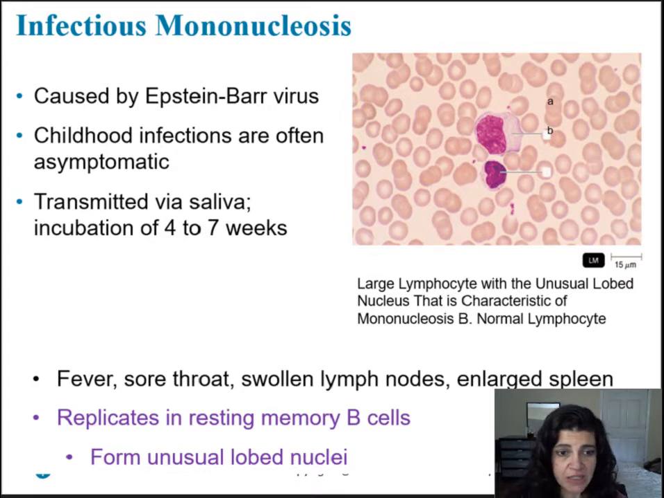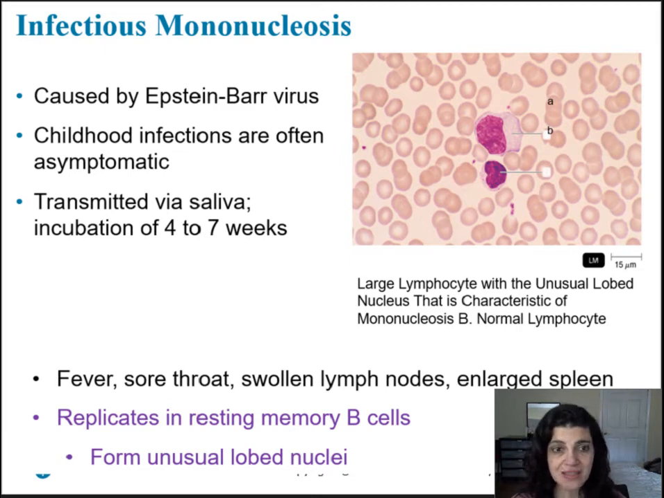Okay, it's common to see in patients that have symptoms: fever, sore throat, swollen lymph nodes, and enlarged spleen. Because remember, it infects the lymphatic system, and it infects the memory B cells, and the cells look enlarged, with an unusual lobed nucleus. So the shape of the nucleus changes too. The incubation period is between 4 to 7 weeks. So even all this time after being infected, you can still develop symptoms.